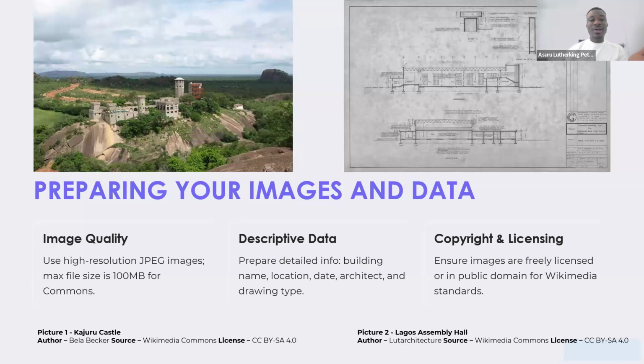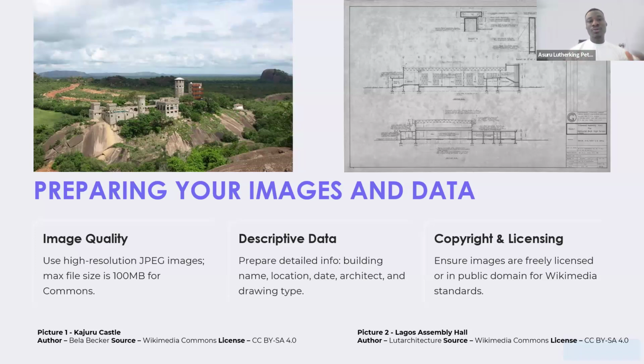If I'm to describe this image, I will describe it as a castle sitting on a rock in a certain location. I'll try to put the location. I'll try to put the date as well. And if I have details of the architect, I'll put it as well, right? So I'll say a castle sitting on a rock in Kajuru, in what state? I'll put the state, and I'll put designed by the architect, and the dates if I know them. Those little details are what make your file very different and distinct, and help it to be more findable and more visible in the Wikimedia Commons repository.